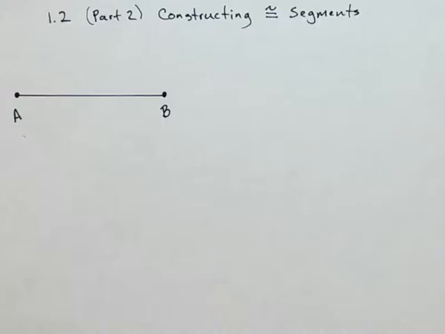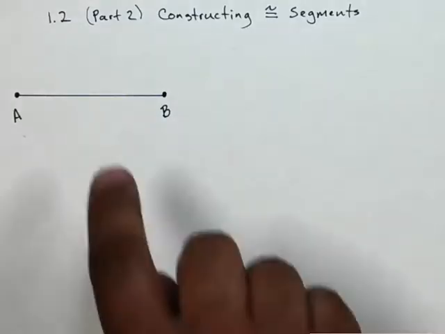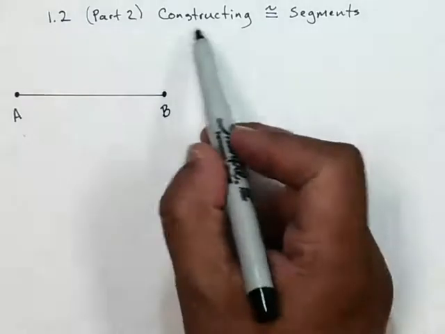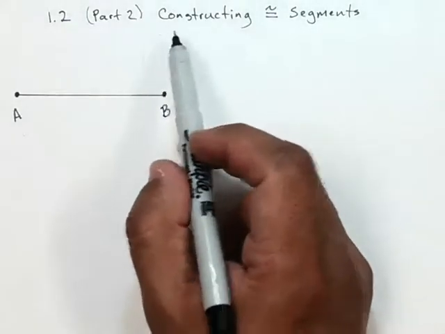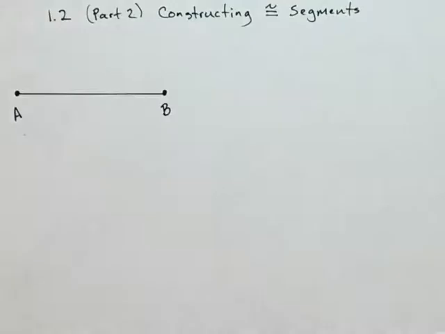All right, this is 1.2, part 2. We're talking about measuring and constructing segments. So we're going to focus on this part of the lesson. We're going to actually do some what's called construction.